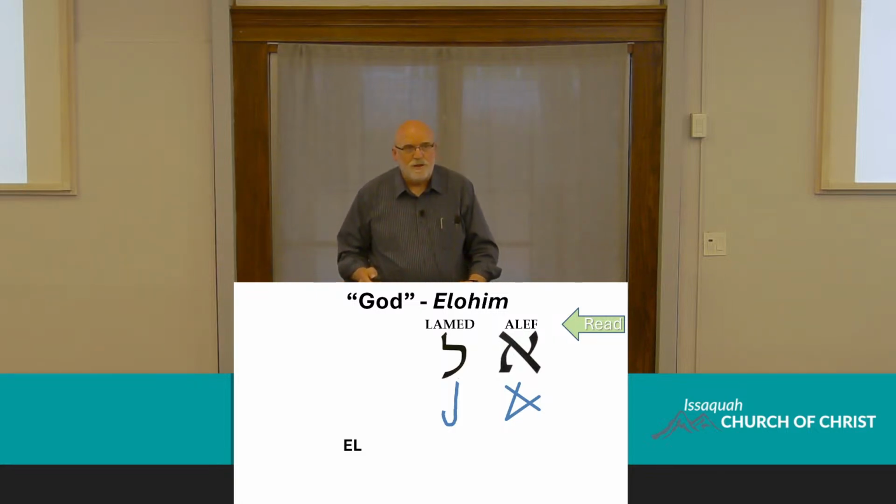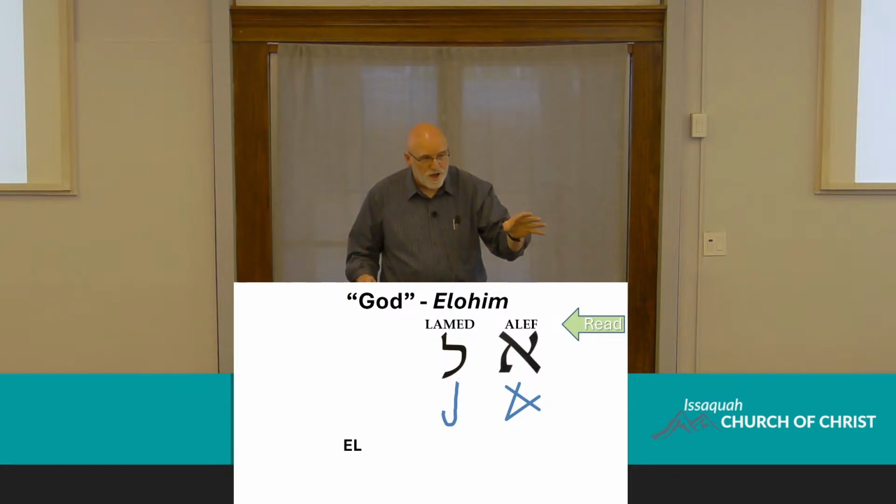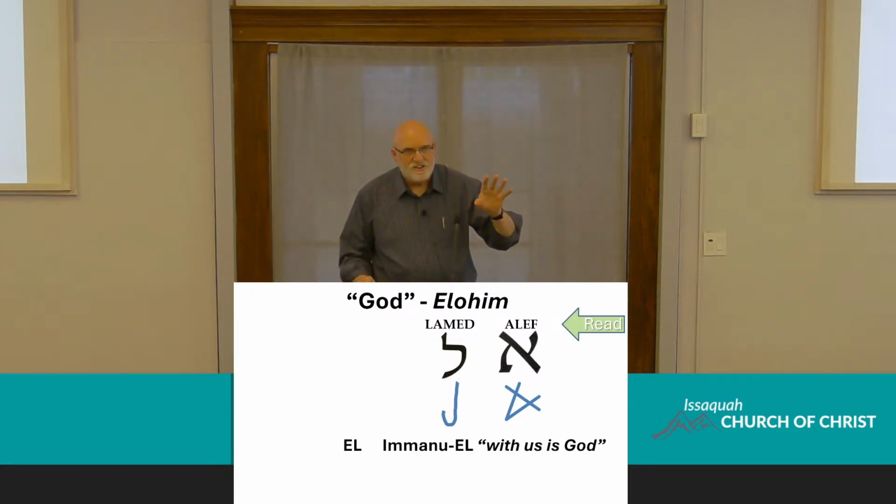And together, when I take Aleph and Lamed, I get El, as we talked about, which means the strong shepherd. He's the one who's watching over his flock. He's watching over Israel. And just like Emmanuel is God with us. And so that's those two put together.